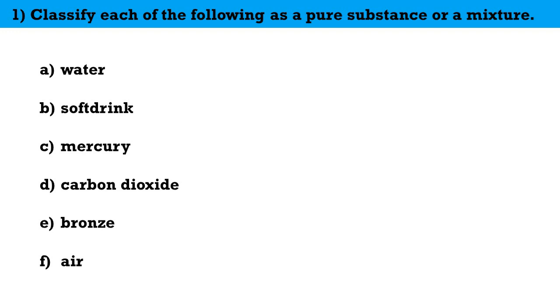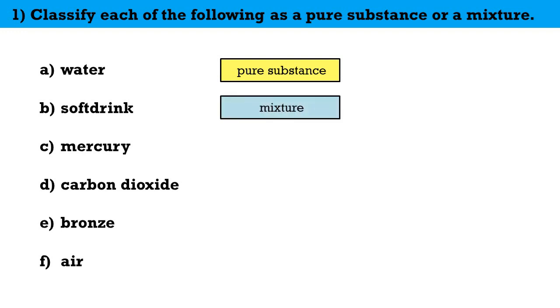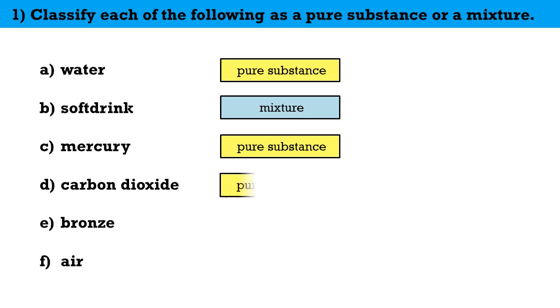Letter A, water. Obviously, it is a pure substance because it is a compound. Letter B, soft drink. It is a mixture because it is composed of two or more components. Soft drink contains water, sugar, coloring, and flavorings. Letter C, mercury. It is a pure substance because it is an element. Letter D, carbon dioxide or CO2. It is a pure substance because it is a compound.